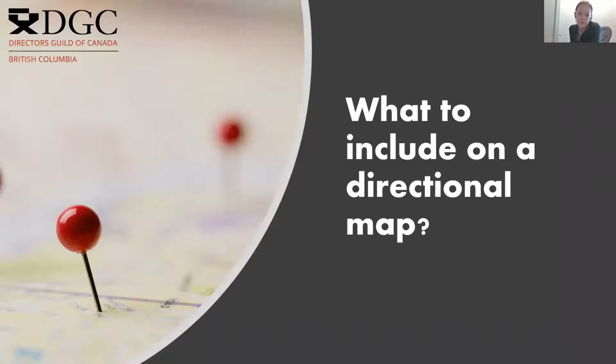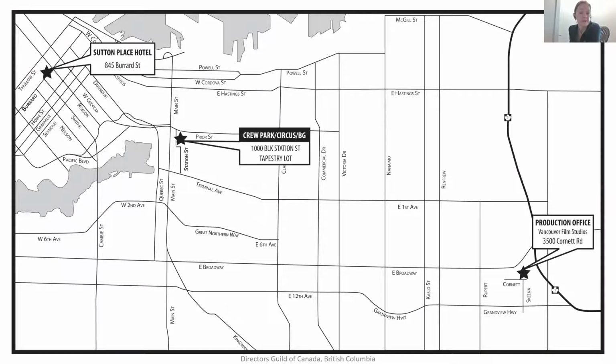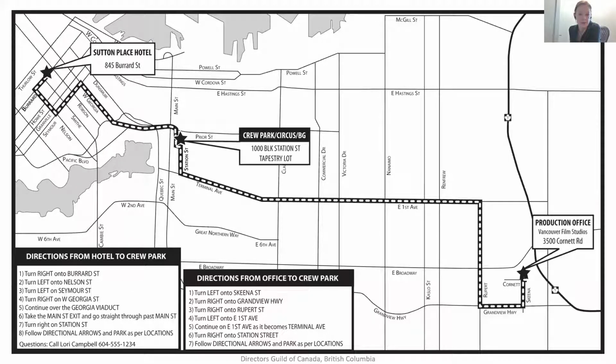So what do you include on a directional map? If you look at directional maps from different productions, you'll notice that they all include the same types of information. You start with your map. You add your locations. So in this case, it would be crew park, the production office, and the hotel. You add your visual driving directions from the production office to crew park. You add your visual driving directions from the hotel to crew park. And you add your written directions from the production office to crew park and from the hotel to crew park.